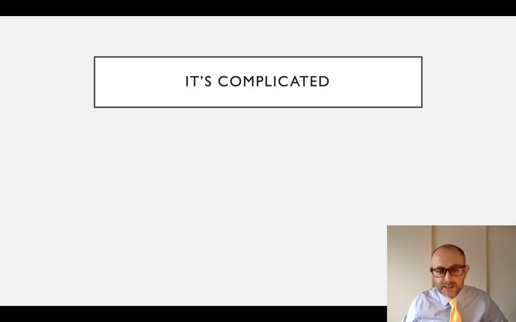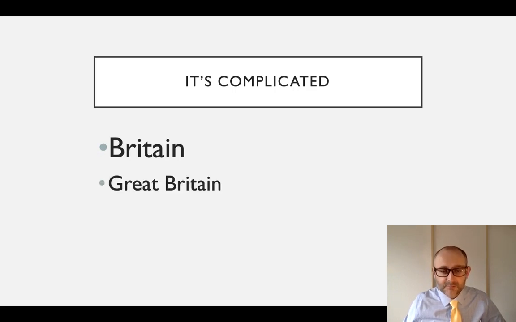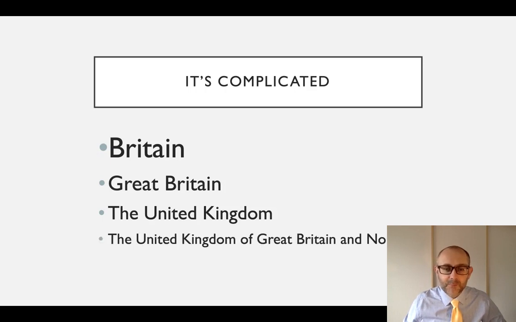So the first thing to understand is that it's complicated. What is complicated? Well, the name is complicated. We have many different names. For example, Britain, Great Britain, the United Kingdom, and even the United Kingdom of Great Britain and Northern Ireland. Why do we have so many different ways to say the name of this area?